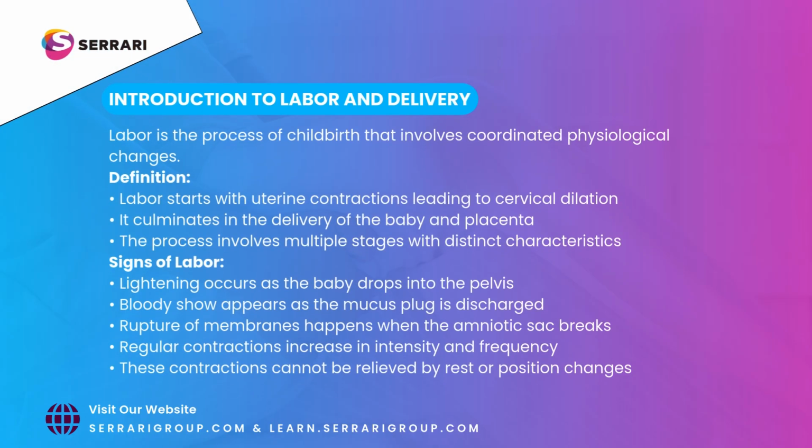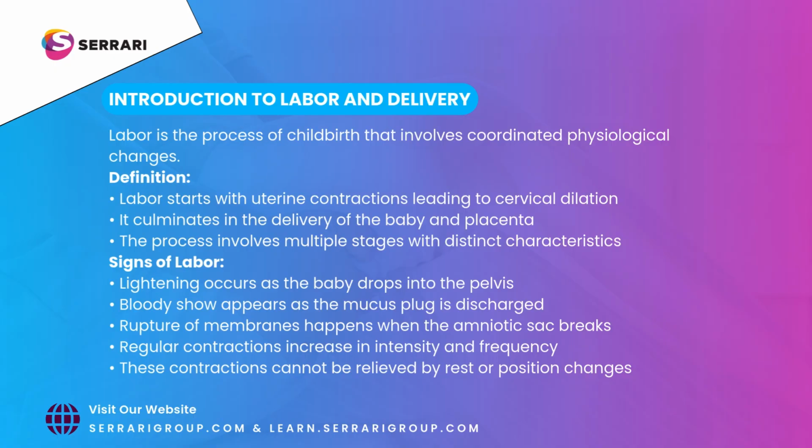Introduction to labor and delivery. Labor is the process of childbirth that involves coordinated physiological changes. Definition: labor starts with uterine contractions leading to cervical dilation. It culminates in the delivery of the baby and placenta. The process involves multiple stages with distinct characteristics.